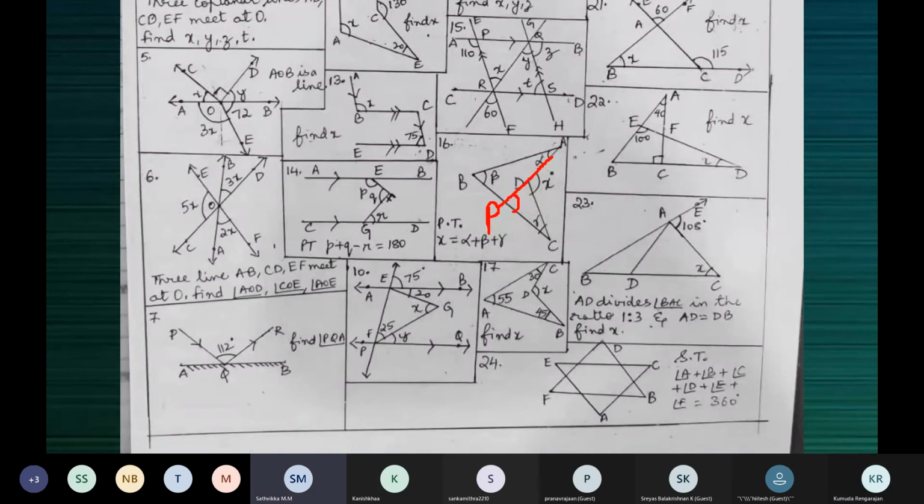ABP and DPC. Shreyas, which is the exterior angle to triangle ABP? PC, okay, that is the extension. Use three letters. Angle APC, ma'am. Yeah, APC. And what is APC equal to, Kanishka?